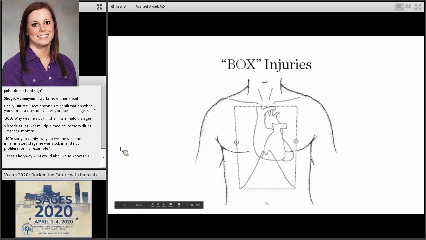Okay, perfect. So this question and a few more questions that we'll talk about are discussing box injuries. The borders for your box injury are the clavicle superiorly, the subcostal margin inferiorly, and your nipples laterally. Any injury that falls within the box requires a workup and further evaluation. These patients cannot be admitted to the ICU because they will end up dead.